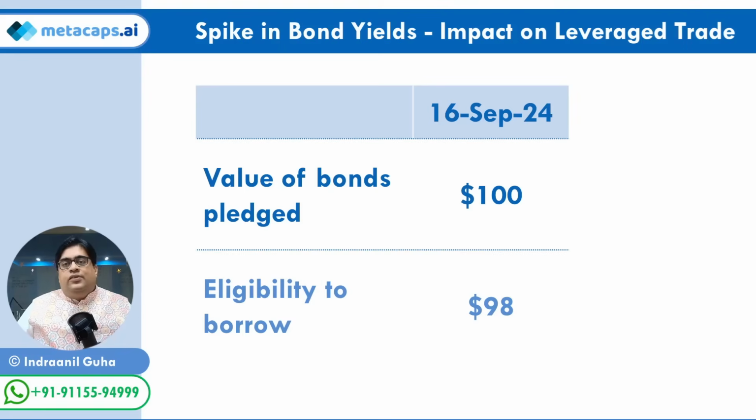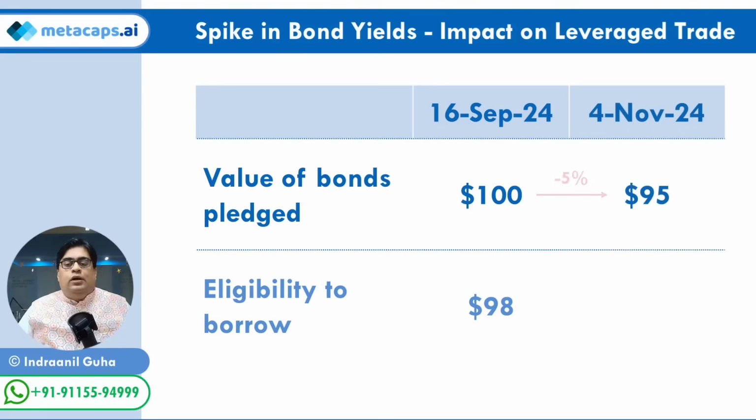Now, the value of these $100 worth of bonds, as we saw a little while back, fell to $95 by 4th of November 2024. Against the $100 worth of bonds that were initially pledged, the FII could borrow up to $98. But the value of the bonds pledged with the lender has now fallen from $100 to $95. And the maximum amount that the FII is now eligible to borrow against these bonds has also come down by 5%. It is now only $93.